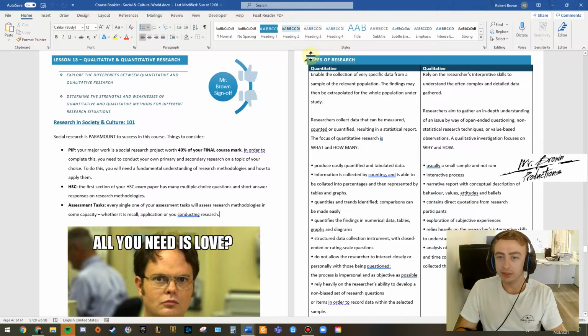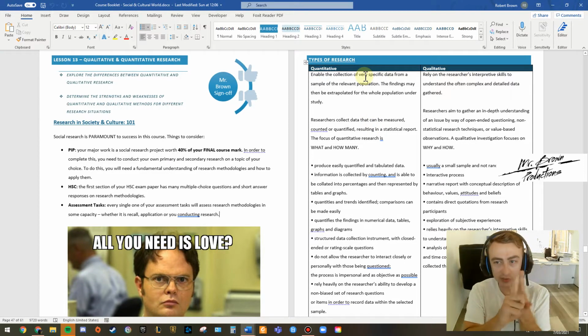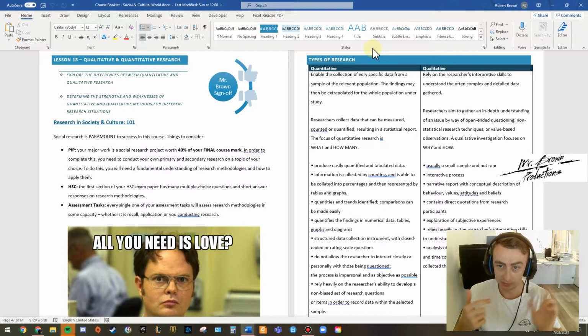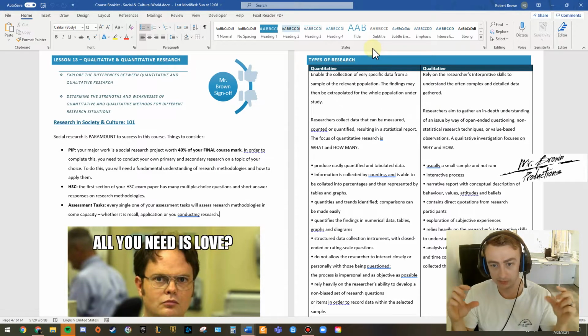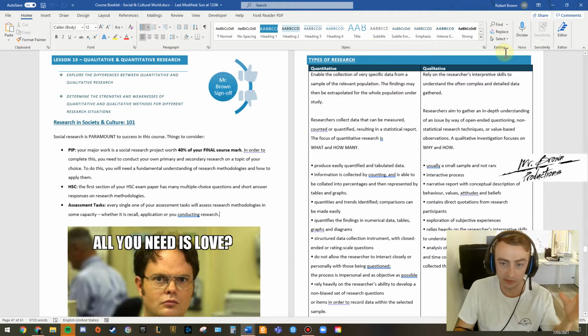Alrighty, types of research. There are 2 main types: quantitative and qualitative. Before I get too in-depth, it's a really good idea to get your concept cards out, or blank study cards, or palm cards, whatever you're calling them. You're going to be writing a heap of concept cards to do with research, so get them out now if you haven't already.